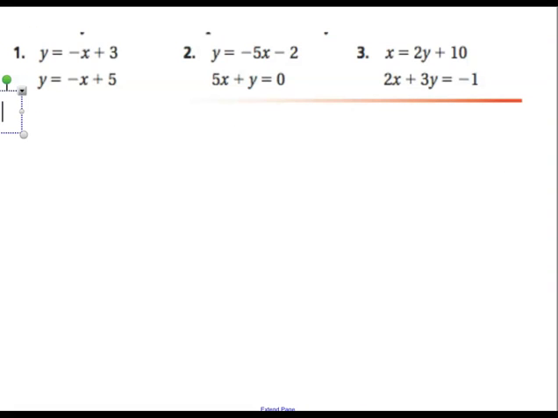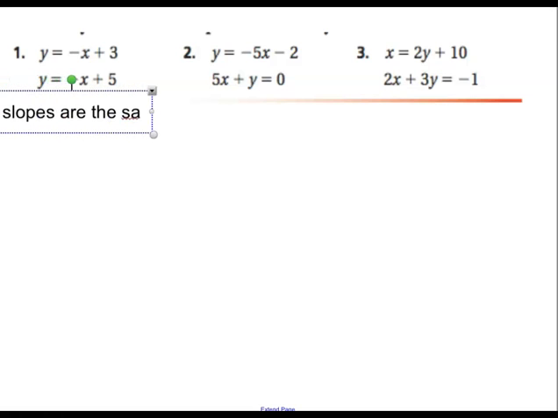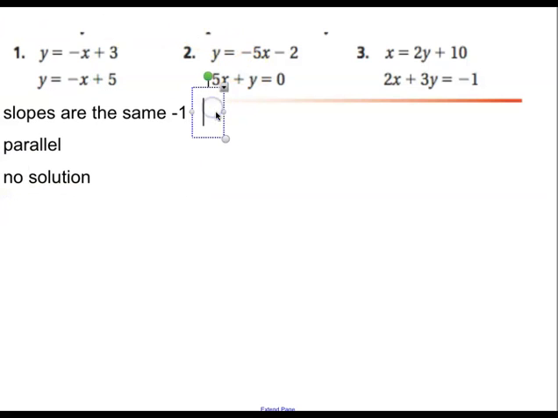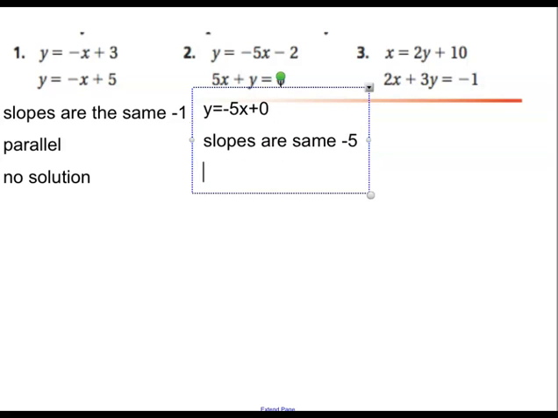Now we're just going to look at the slope to determine if it has one solution, no solution, or infinitely many. And in this case, the slopes are the same, right? It's both negative 1, so they are parallel. And there's going to be no solution, okay? If we look at the second one, in order to do it, we are going to have to change the second equation. So it's going to be y equals negative 5x plus 0. Then we will notice the slopes are the same, right? They're both a negative 5. So once again, these are parallel and there's no solution.